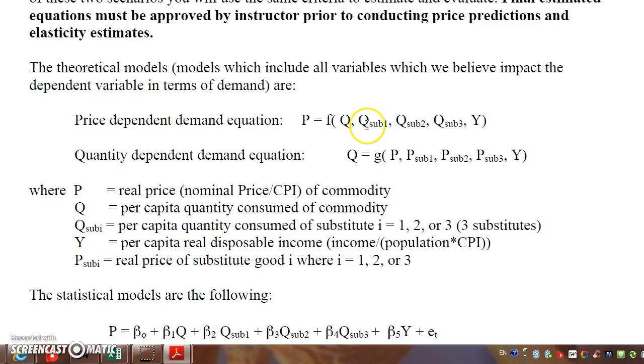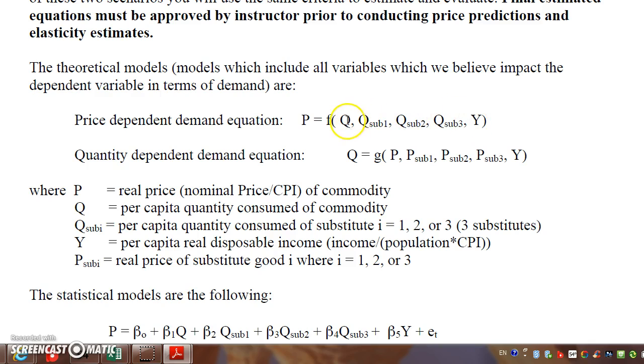So my Q is my Q chicken, which is the per capita consumption of chicken. I have also included my Q sub 1. This is my per capita consumption of pork in my case, the per capita consumption of your first close substitute. And I have Q sub 2, the per capita consumption of your second close substitute, and Q sub 3, the per capita consumption of your third substitute. Depending on how many substitutes you have, in my case, I had pork, turkey, and beef. You might have Q sub 4. So if you have 4 substitutes, you should have Q sub 4 in here.